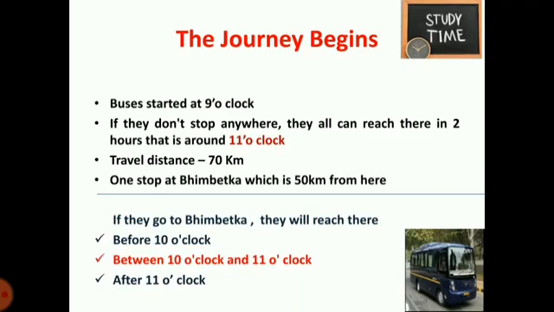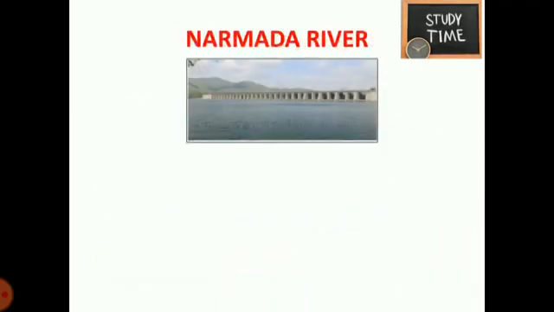So how long it will take to travel for 50 kilometers? So 70 kilometers they can travel in 2 hours. 50 kilometers they can travel between 1 to 2 hours. So that is I have given between 10 o'clock and 11 o'clock. Next, when they were traveling, they crossed Narmada river. The children started discussing about river, how long, how wide, and the water level of this river. So they were discussing all those things.